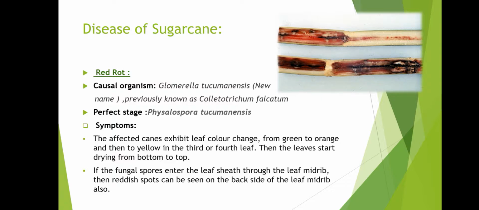The disease affects the sugarcane, and the affected canes exhibit leaf color change from green to orange and then to yellow in the third or fourth leaf. Then the leaves start drying from bottom to top. If the fungal spores enter the leaf sheath through the leaf midrib, then reddish spots can be seen on the back side of the leaf midrib also.